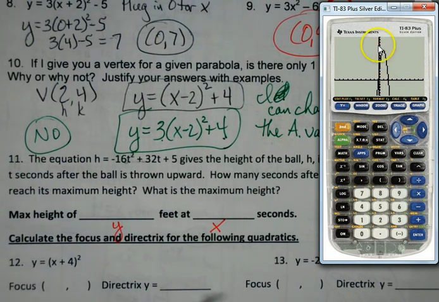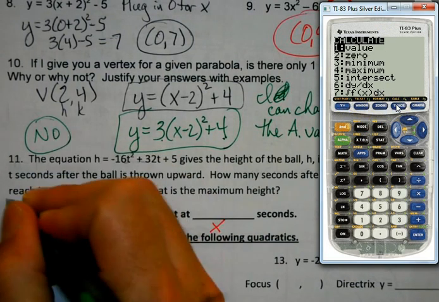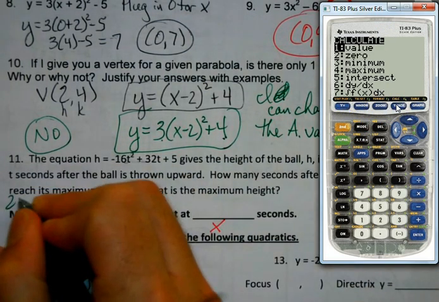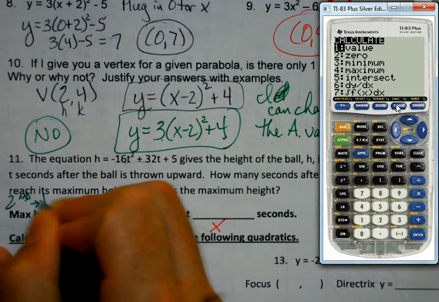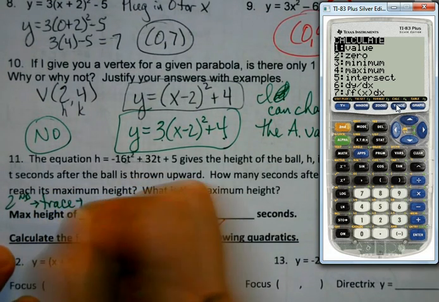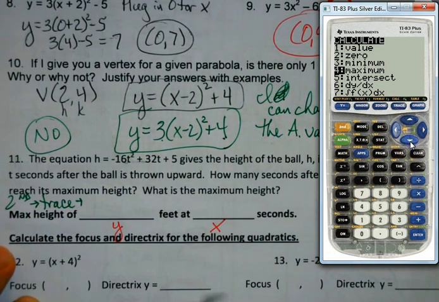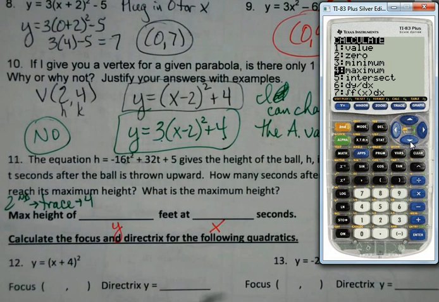Makes me happy. Once I can see it, we'll make a little note here again. We're going to do second, we're going to do trace. You're like, dang, we do second trace a lot. Yes, we do. And we want the maximum. We want number 4.